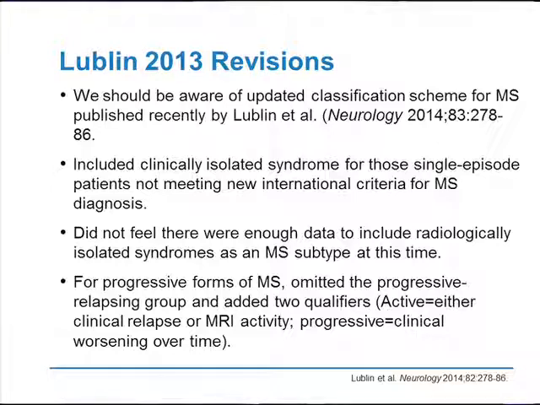What I think was more significant was the change in the progressive group. They dropped the progressive relapsing group, which most of us rarely, if ever, see patients who fit an initial progressive course and then later relapses. So they got rid of that, and they kept the primary progressive and secondary progressive forms, but they added 2 qualifiers. And one of them is active. That is patients who either have clinical relapses in the present time or MRI activity. And then a progressive qualifier. These are patients clinically gradually worsening over the past year.